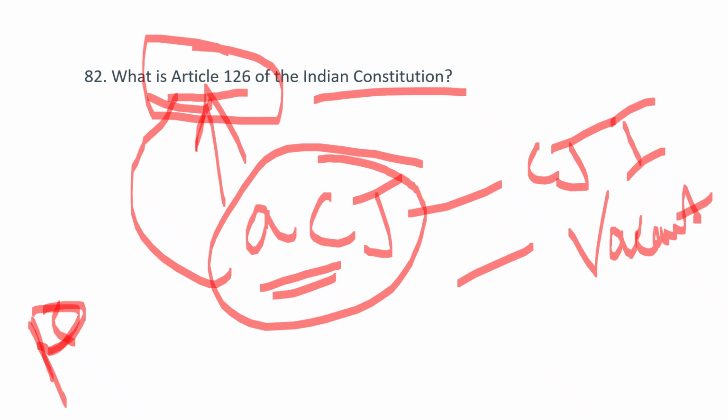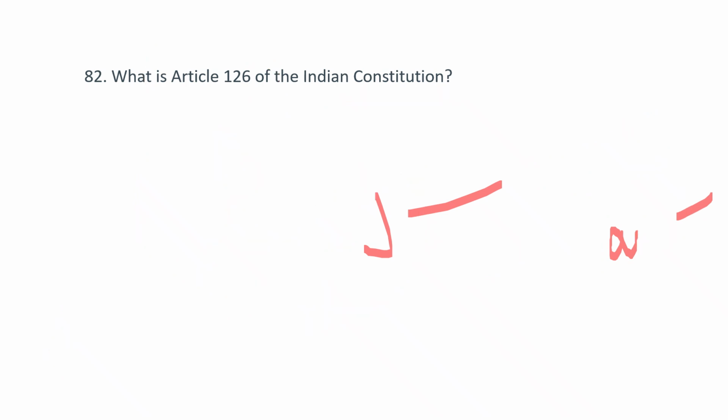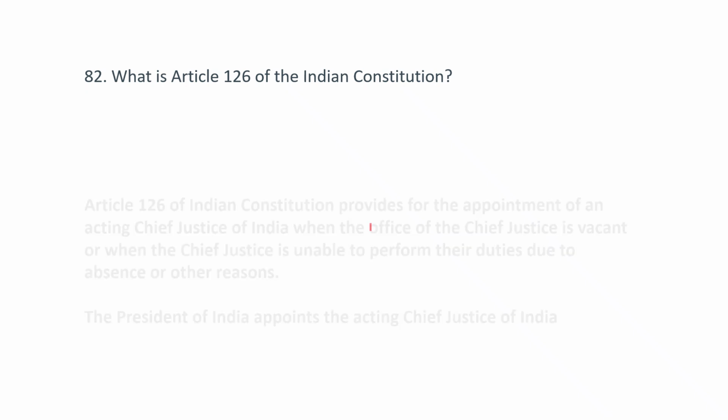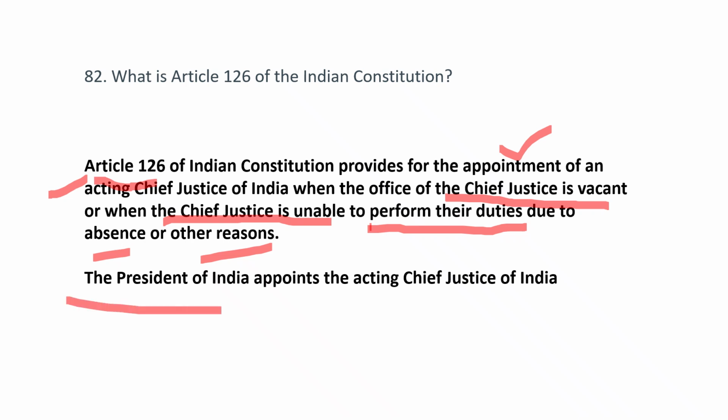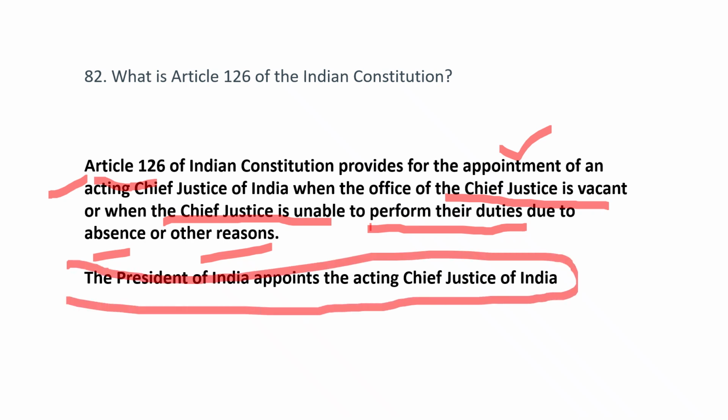Let us see the answer again. Article 126 of the Indian Constitution provides for the appointment of an acting Chief Justice of India when the office of CJI is vacant or when the Chief Justice of India is unable to perform their duties due to absence or other reasons. Okay, the President of India appoints the acting Chief Justice of India. Next question.